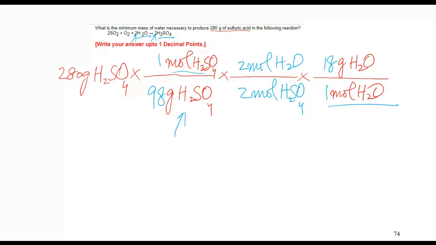Okay. So mole of H2SO4, mole of H2SO4 cancel. Gram of H2SO4, gram of H2SO4 cancel. Mole of H2O, mole of H2O cancel. 2 is cancelled with 2. So what is your answer? 280 multiplied by 18 divided by 98. 51.4.